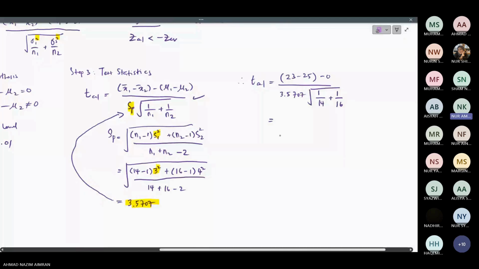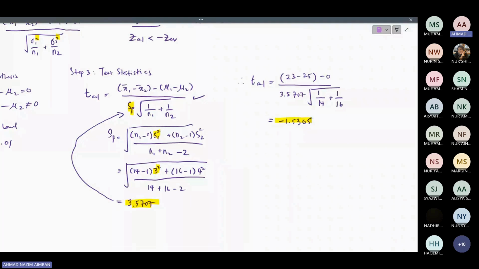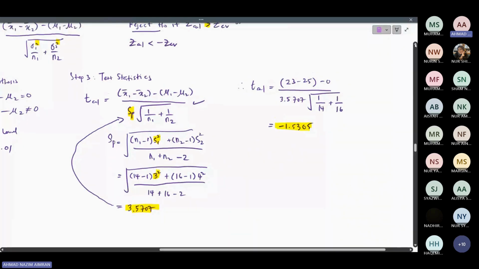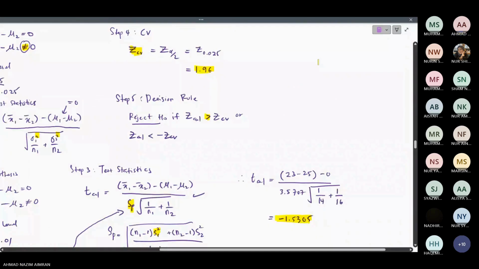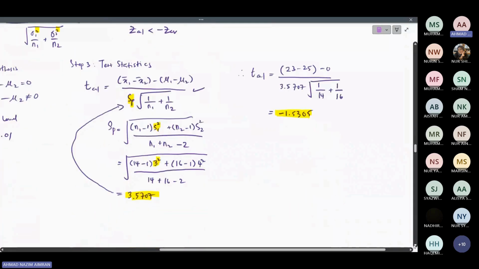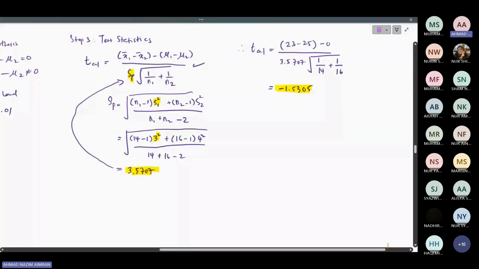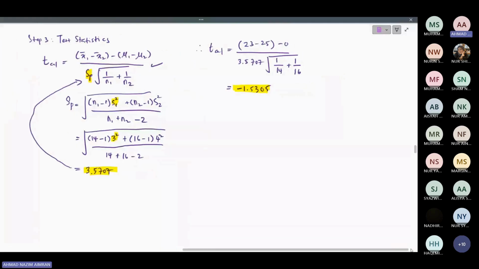Negative 1.5305. All right. So now you have a negative value. Previously we had a positive value, right? In our previous example, we had a positive value for Z calculated, but now we have a negative T calculated. So now we proceed with step 4.